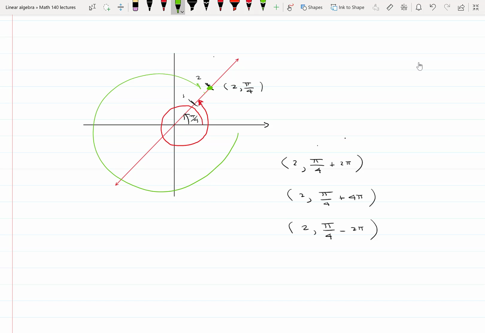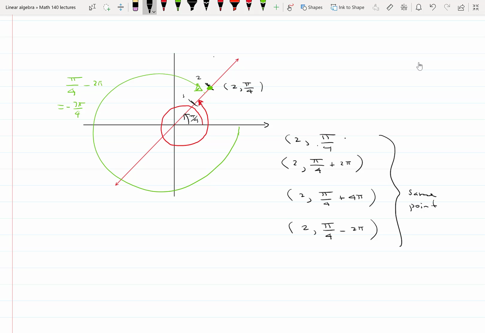That's not much better. So here's the angle pi over 4 minus 2 pi, or negative 7 pi over 4. That's the same location. These are all the same point. The original 2 and pi over 4, and all of these are the same point. Same location.